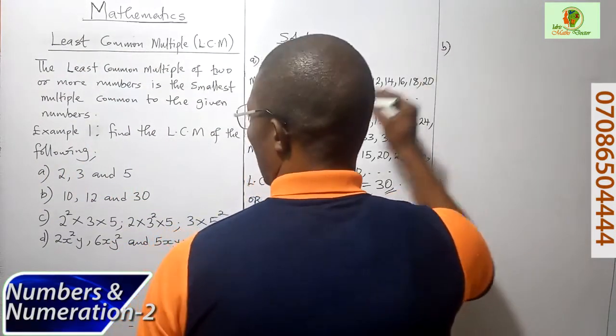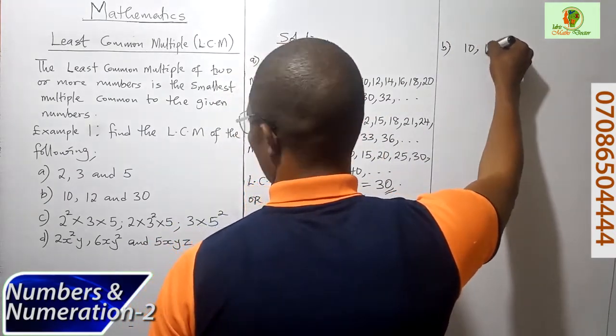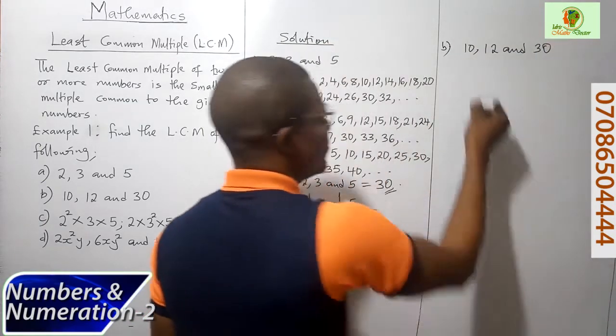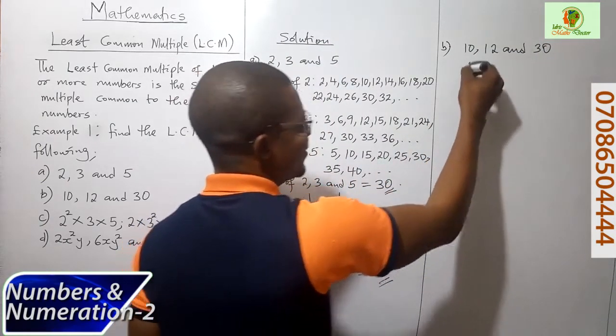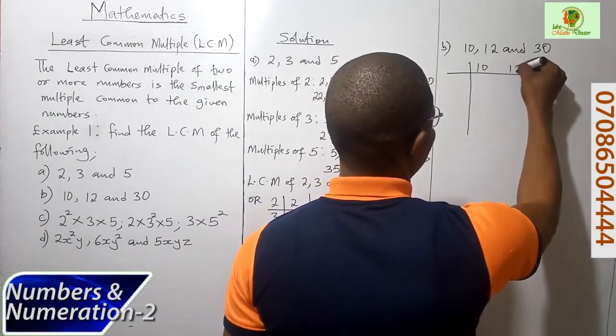Question B. They ask us to find the LCM of 10, 12, and 30. Permit me to use this method because it's just so simple and direct.